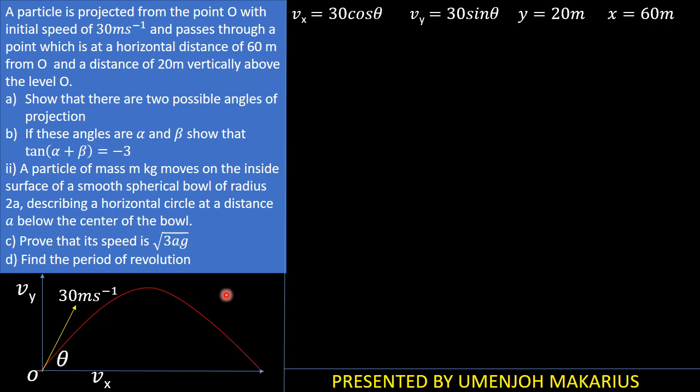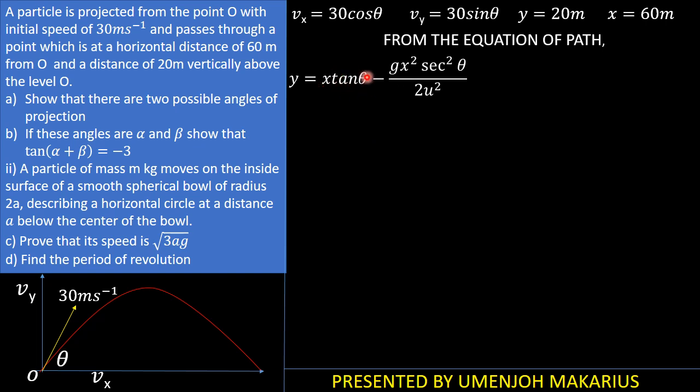And friends, keep in mind that we are asked to use the value of g to be 10 meters per second squared. Great. So at this point, as we have all the data we need, we can tell them that from our equation of path that we all know, the equation simply reads y is the same as x tangent of theta minus g x squared sec squared of theta all over 2u squared. Where in this case, u is simply the speed of projection, which is 30 meters per second.